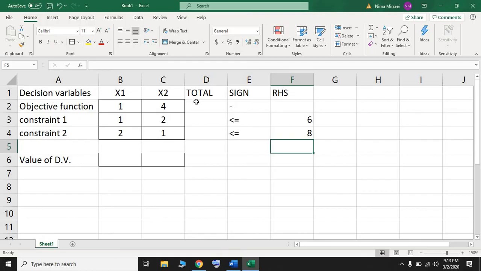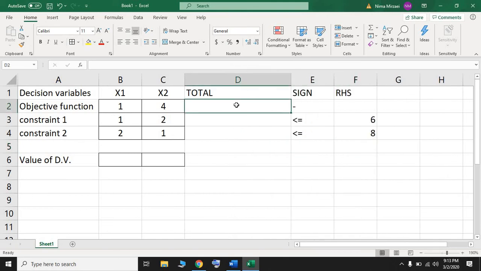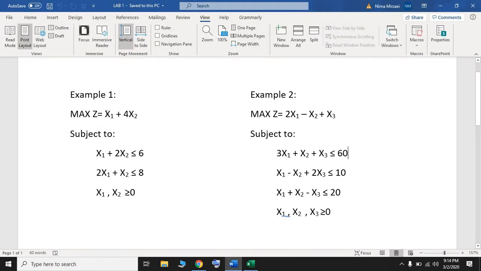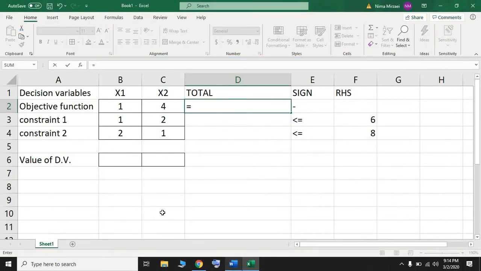Now we have to fill the part which is related to the total. The value for total, we have to use an equation. Because we are going to enter an equation, we have to put the equal sign. Then we are going to write the objective function. What is the objective function? As you see here, the objective function is 1 multiplied by x1 and 4 multiplied by x2. The values for x1 and x2 are written in these cells.